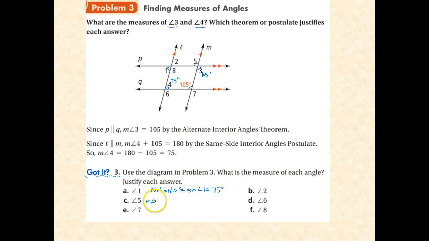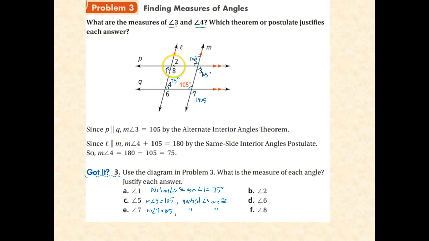so the measure of angle 5 equals 105 by vertical angles theorem. Vertical angles are congruent. Angle 7 is a vertical angle across from this 105 degree angle, so we know that's 105. Measure of angle 7 is 105, also by vertical angles theorem.